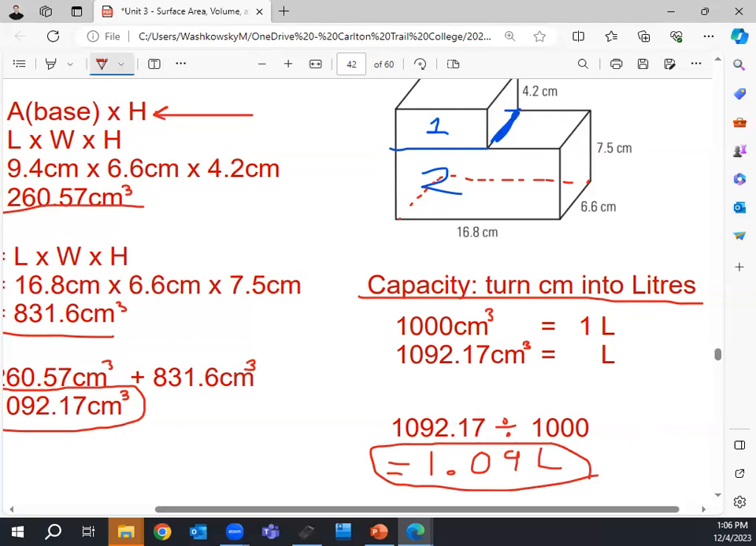So you could either do that ratio stuff that we've done, where I take 1,000 and times it by a magic number, and that gives me this. So I need to do that same thing over here. You could either do it that way, or you can just divide it by 1,000. Either is going to work.